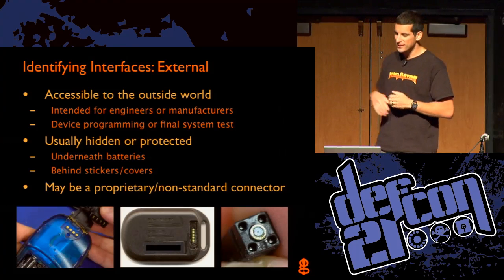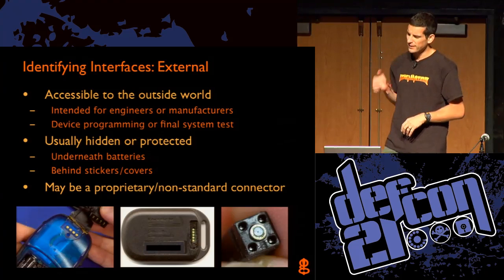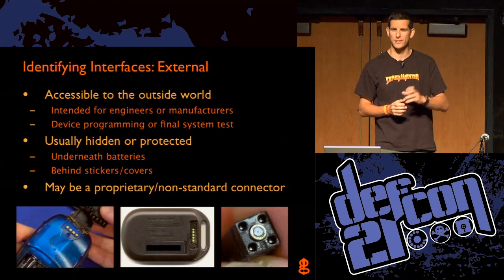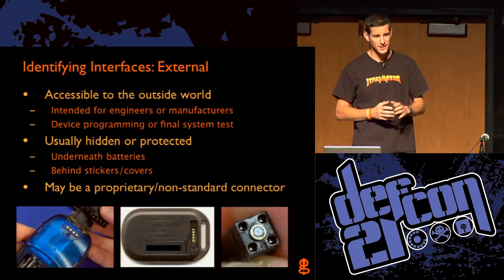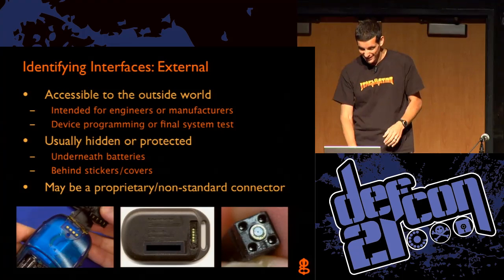And usually it's used for system programming, final system tests, something like that. Maybe it's a proprietary connector. So if you look up there, we see there's a Garmin GPS. I think that's a serial interface in this example. An RSA SecurID token with 5 pins on there. They had once told me, oh, that's only for programming the device. I don't know if that's true or not. I guess it doesn't matter anymore.